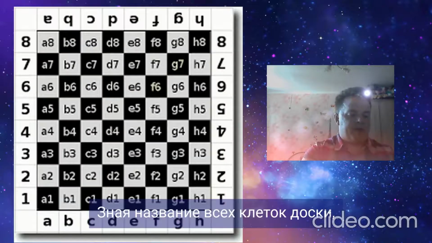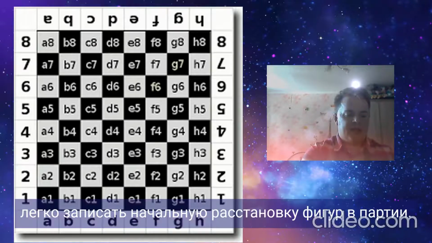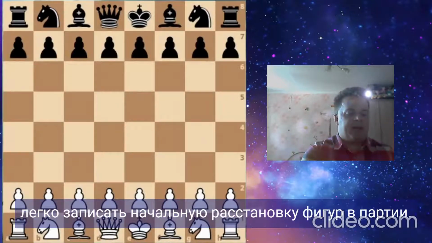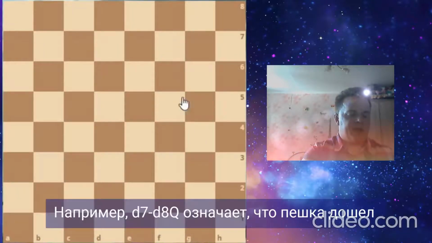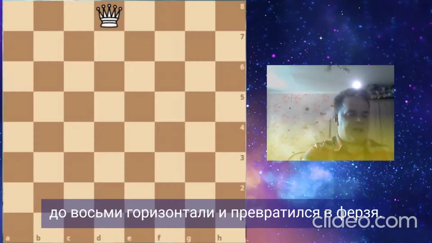Knowing the names of all squares on the board and the abbreviated names of the figures, it is easy to write down the initial arrangement of the figures in the game. For example, E7 E8 Queen means the pawn has reached the 8th rank, and turns into a queen.